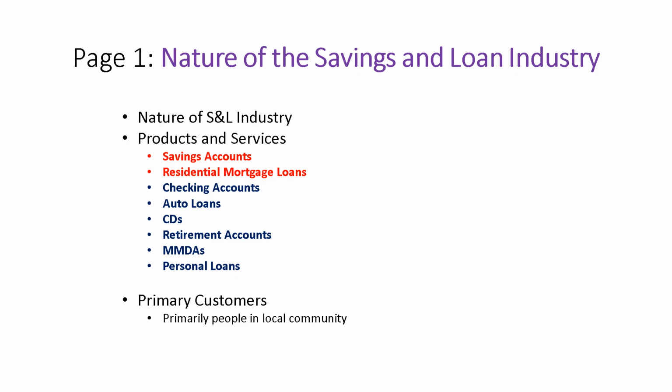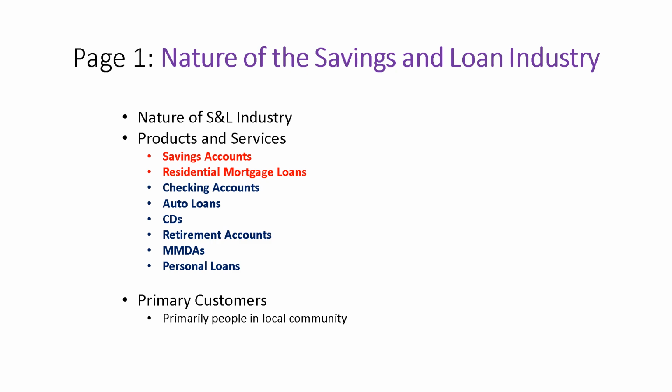Now, historically, only savings accounts and residential mortgages are what those types of banks handled. But nowadays, they've morphed into providing services pretty similar to regular commercial banks. So now most savings and loans will do checking accounts. They might do auto loans. You can invest in CDs and retirement accounts. MMDAs are money market deposit accounts, and they also offer personal loans.